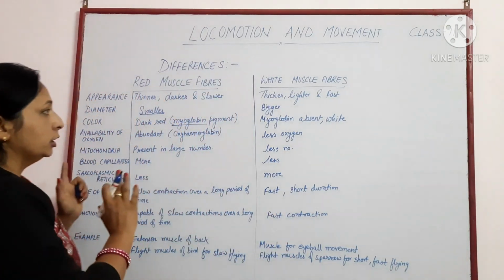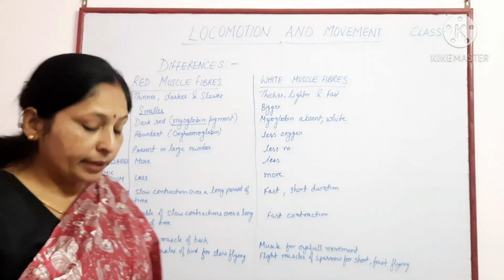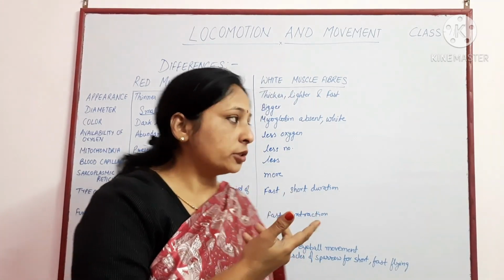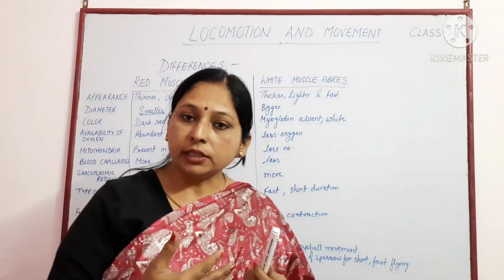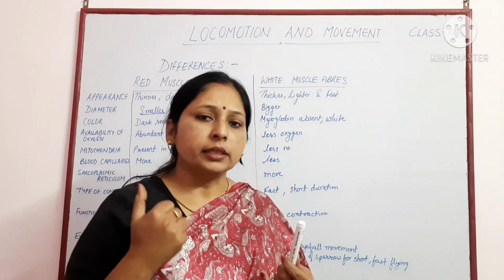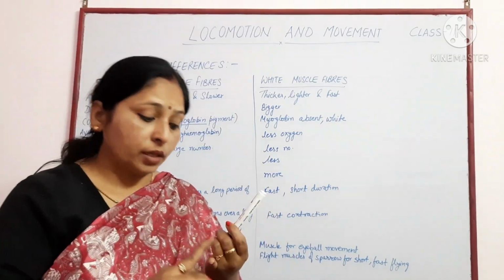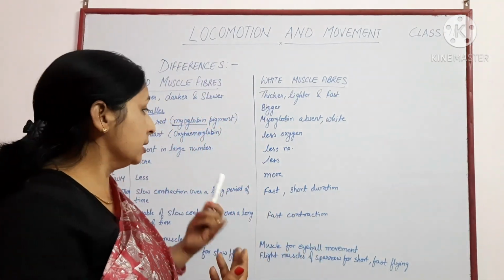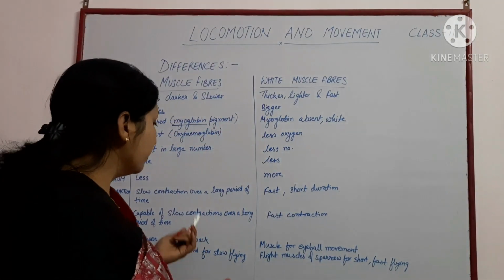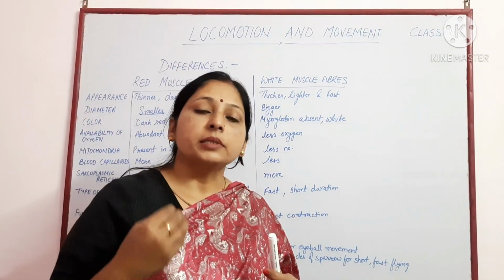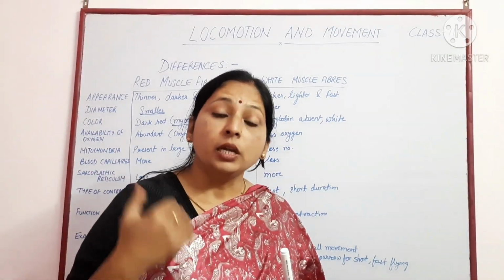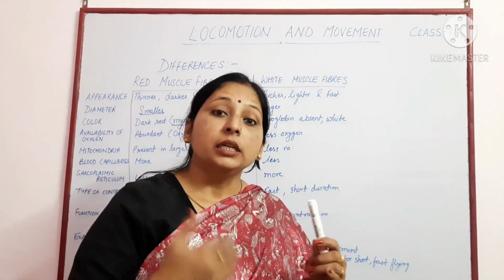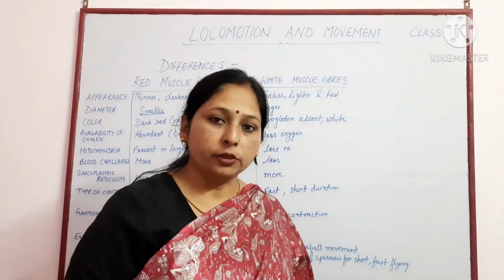So the basic difference between red muscle fibers and white muscle fibers is the presence of myoglobin and the absence of myoglobin here, the oxygen content, thickness or thinness of the muscles, then mitochondria. Mitochondria is more in the red muscle fibers, while in this case it is very less. And the contraction in red muscle fibers is very slow but for a longer period. Here the contraction is faster, the movement is faster but for a shorter period of time.